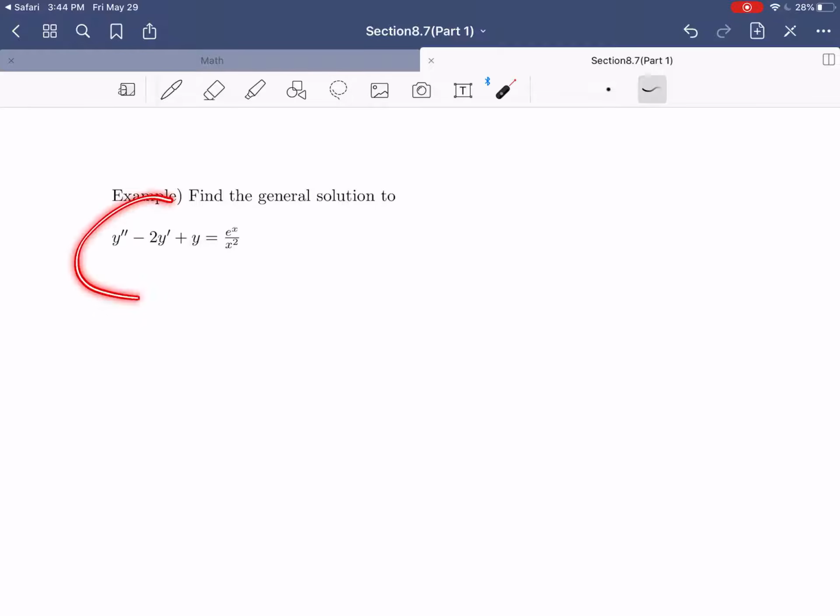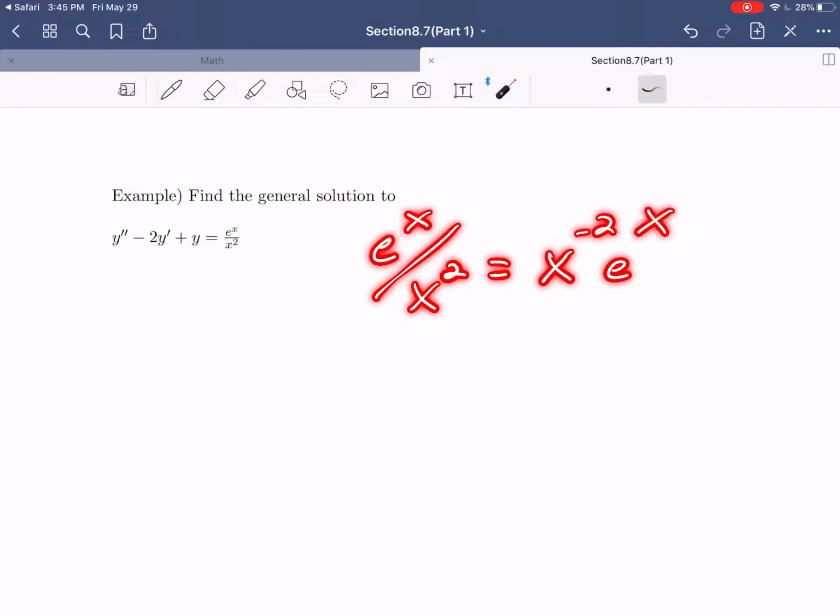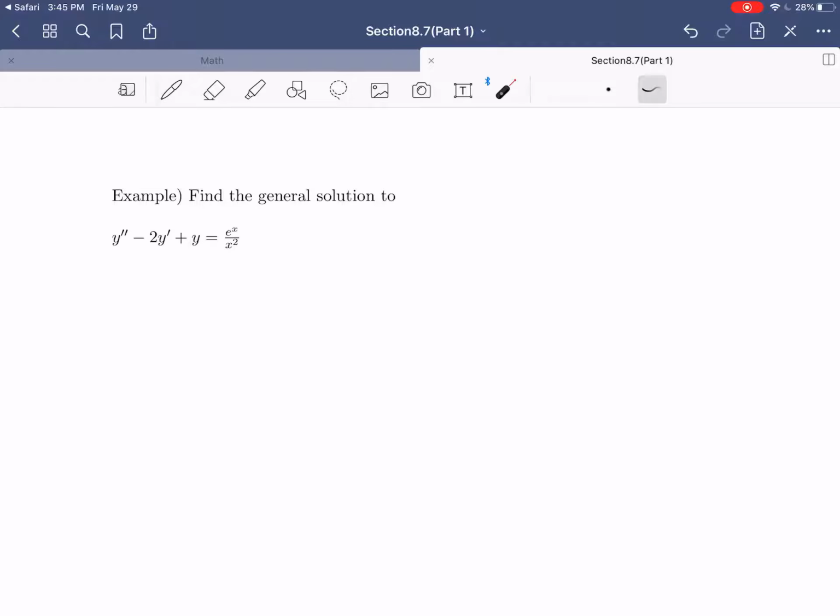So we're going to try to find the general solution to this constant coefficient non-homogeneous differential equation. Y double prime minus 2y prime plus y is equal to e to the x over x squared. If you think about this, that e to the x over x squared is really x to the minus 2 e to the x, and we do not have a way to annihilate that.